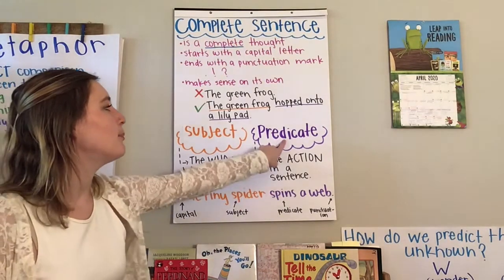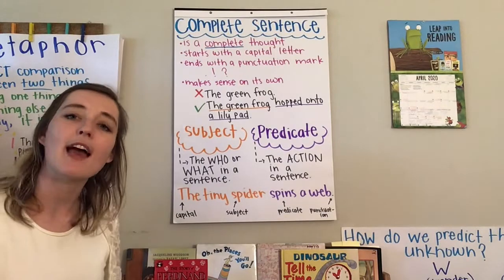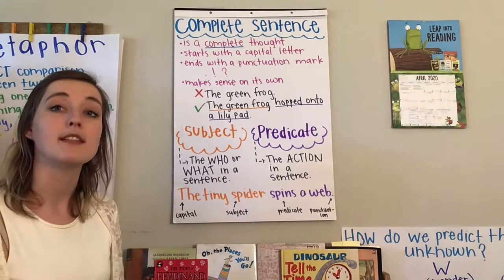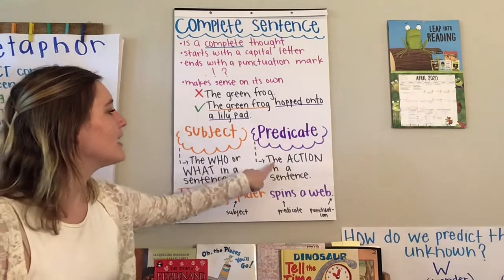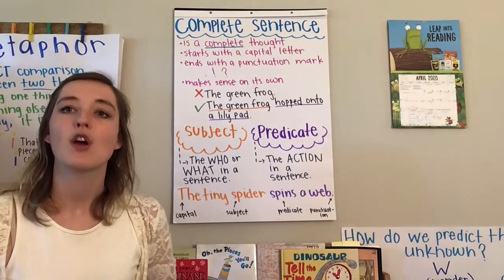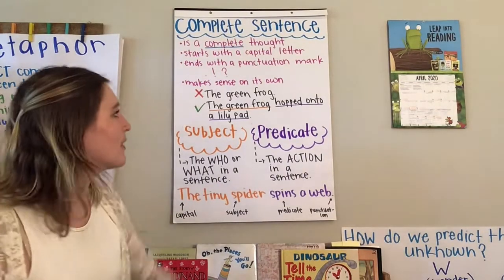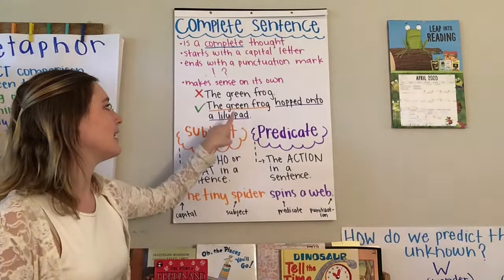And then we get into the predicate, which is typically at the end. It doesn't always have to be, but in this instance it is. The predicate is the action in a sentence. So what is the frog doing? The frog hopped onto a lily pad.